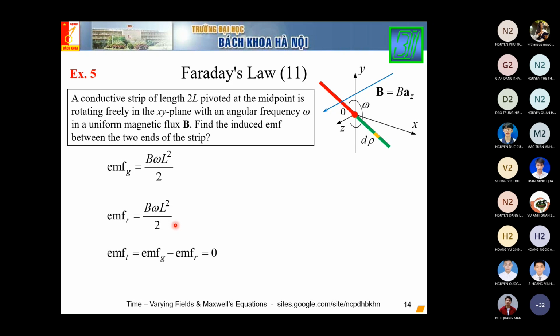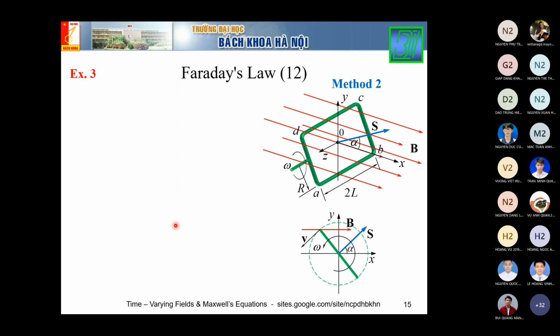And now, using the second method, we can redo exercise number 1. Instead of finding the EMF based on the magnetic flux, now we can use the motional EMF. This is a closed integral along the 4 edges of this rectangular frame, so we can break it down into 4 sections: A to B, B to C, C to D, and D to A, like this. When I go from D to A, it is exactly exercise number 4. Okay, remember this.